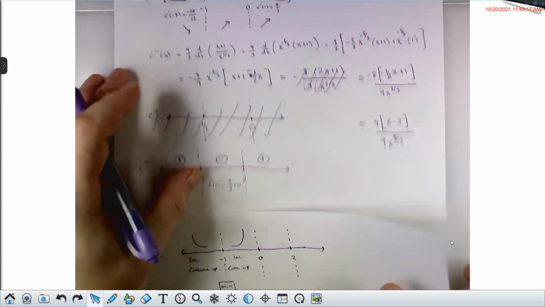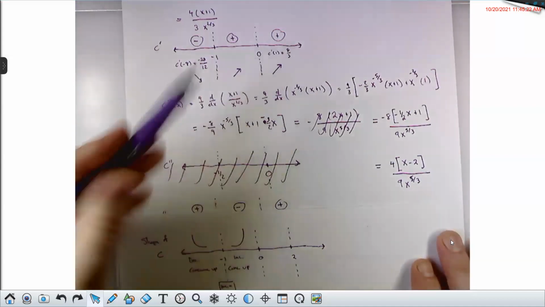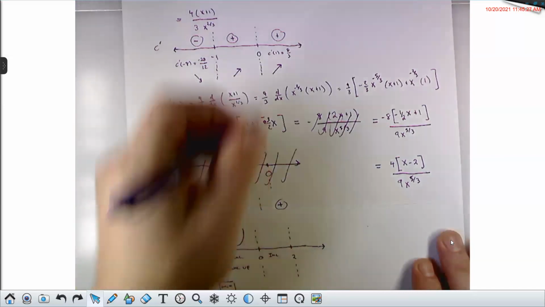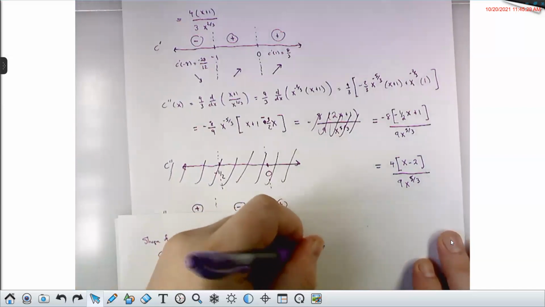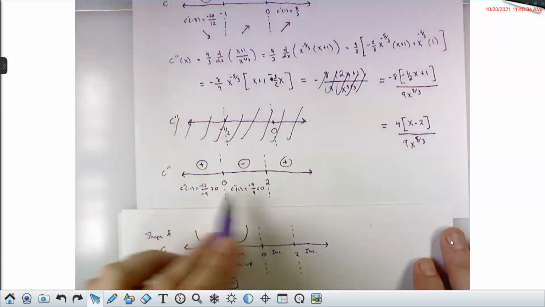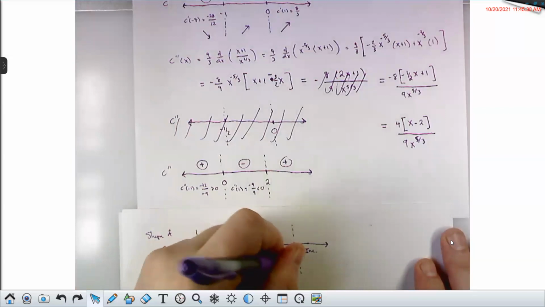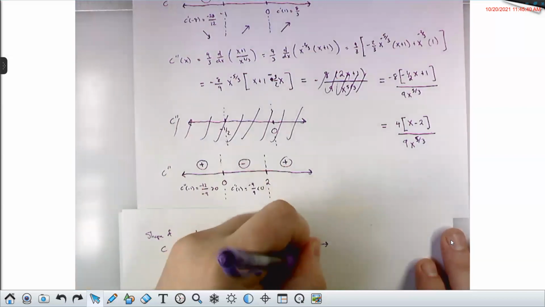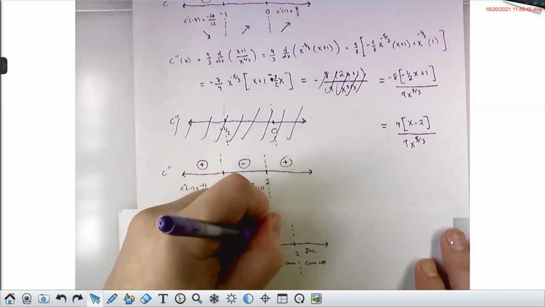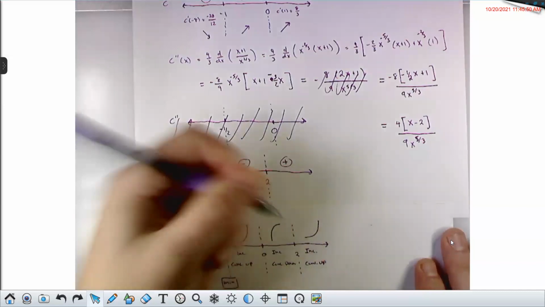To the right of 0, everywhere to the right of 0, my function is increasing. I can go ahead and fill in the other one. This is also increasing. And between 0 and 2, we are concave down. To the right of 2, we are concave up. So increasing concave down looks like this. Increasing concave up looks like this.